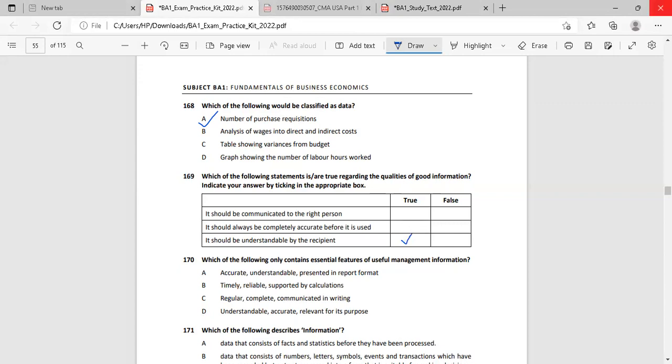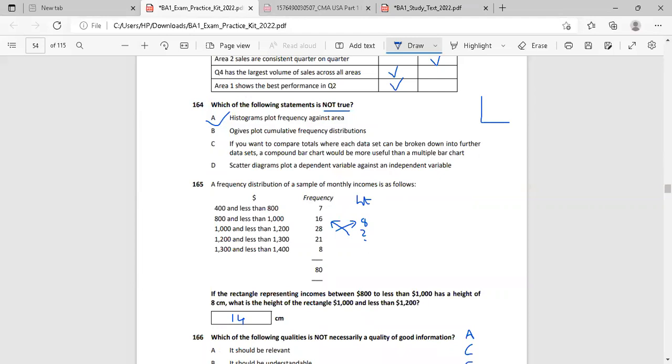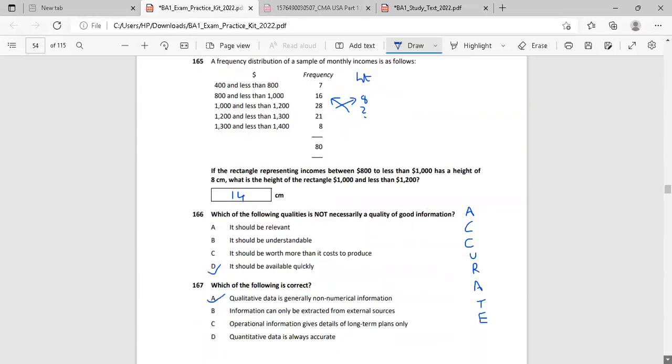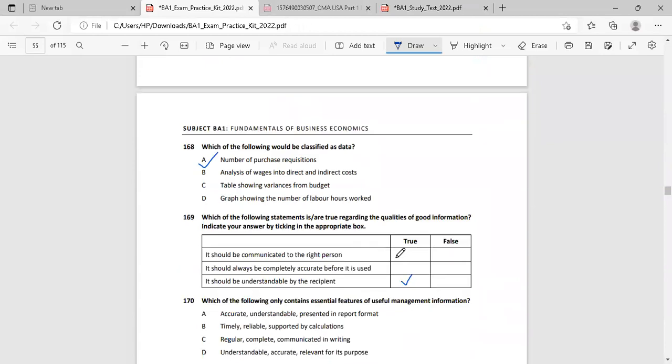Accurate. The acronym ACCURATE says accurate. Then we see it should be communicated, it should be cost effective. On that note, communicated is also fine. It should always be completely accurate before it is used. It should be validated, but assured, because the data could have errors.